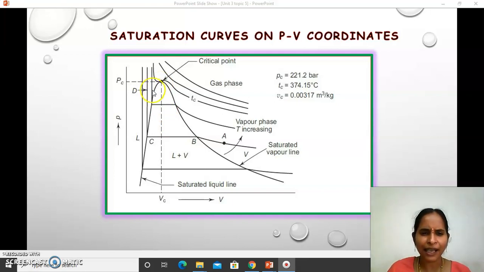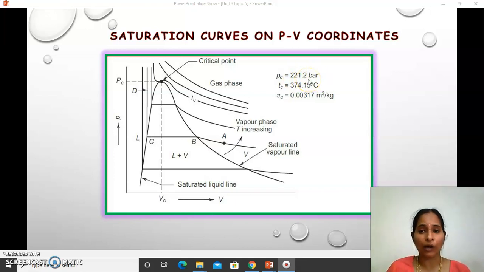Here the saturated liquid line and the saturated vapor line intersect each other, meaning there is no time required for conversion of water into water vapor. What does it mean? When you increase the pressure to the pressure at the critical point, what is this critical pressure? For water it is 221.2 bar.